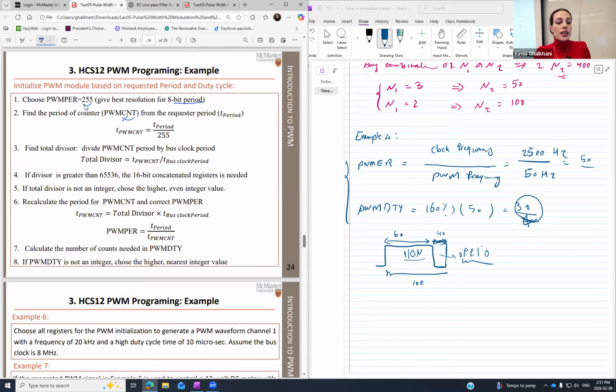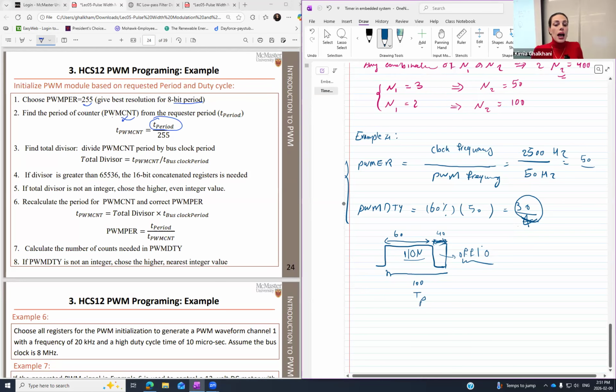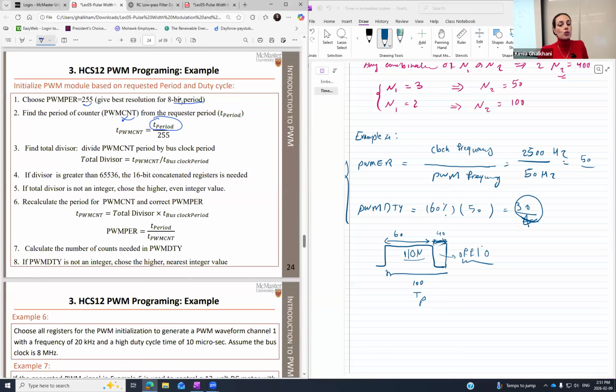If I'm gonna look at the counter or the period of the counter for PWM, all I have to do is consider the period time. Period time means exactly like this. This is my T period or period time. And then for an 8-bit resolution, 8-bit means what? 2 to the power of? Yeah. Then it becomes 255. Makes sense? Right?